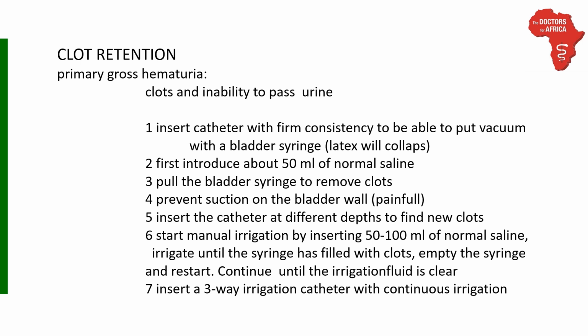Clot retention in primary gross hematuria. The patient presents with hematuria and is unable to pass urine. First, insert a catheter with a firm consistency to be able to put vacuum on the catheter with the catheter syringe. A floppy latex catheter will collapse.